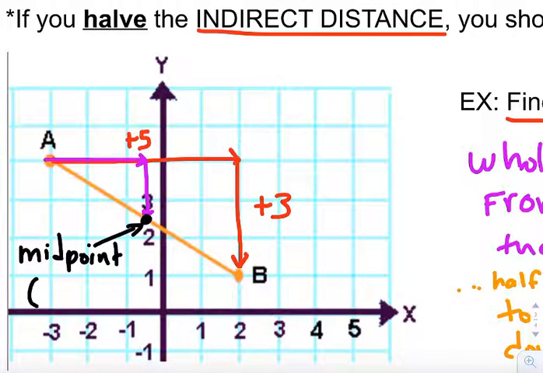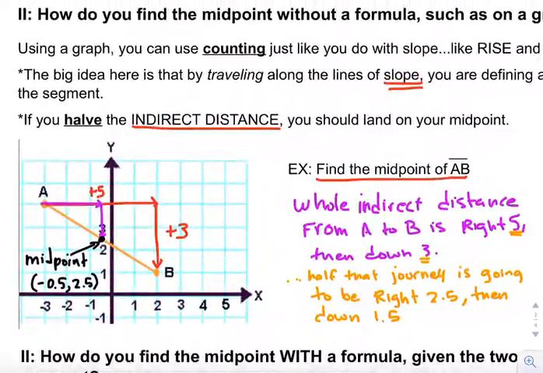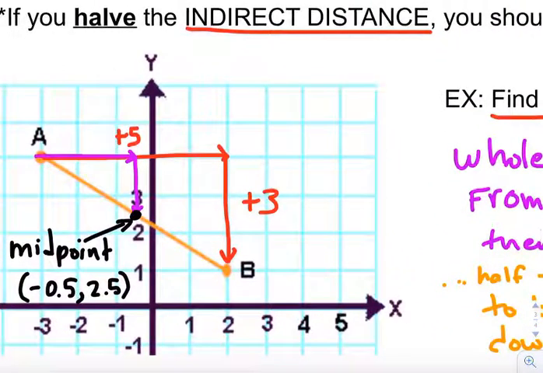If we want coordinates for that, it looks like it's going to be over negative 0.5, and then up 2.5. That's a totally legitimate way to think about midpoint. Without the calculation, this is still a possible exercise. We just have to think about the journey we take from one point to the next, and then halve that journey. If this had been over 20 and then down 10, half that journey would have been over 10 and then down 5. And you see it should land right on the line, and your midpoint should always land right on the line because it has to be the halfway point of the line itself.